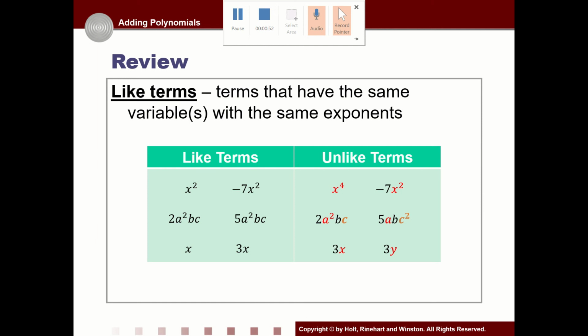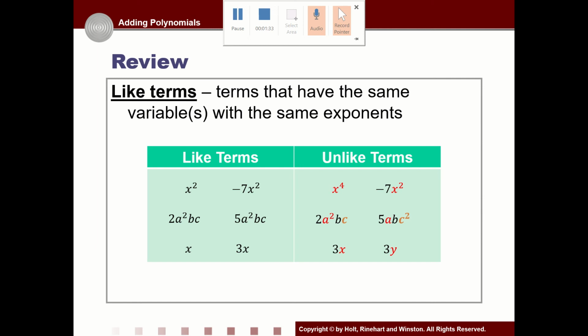So if we look at the like terms on the left, x squared and negative 7x squared are like terms because they both have an x that has an exponent of 2, x squared, which means we would be able to add those together. x squared plus negative 7x squared would be negative 6x squared, or we could subtract them. x squared minus negative 7x squared, which turns to plus 7x squared, we would get 8x squared. The like terms allow us to add and subtract terms. If they're unlike, then we cannot add or subtract them. They have to stay the way that they are.